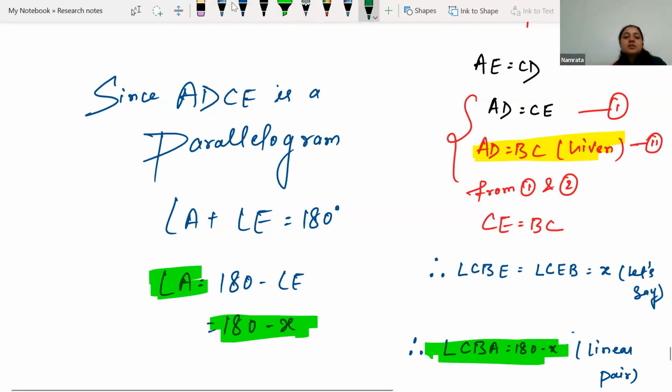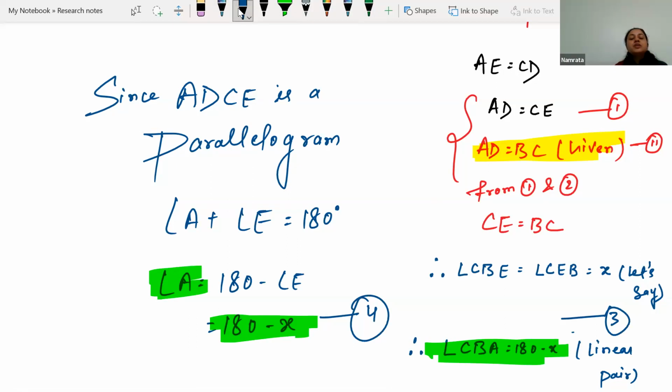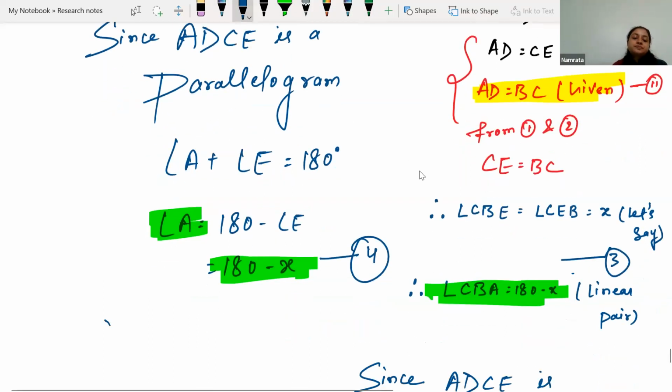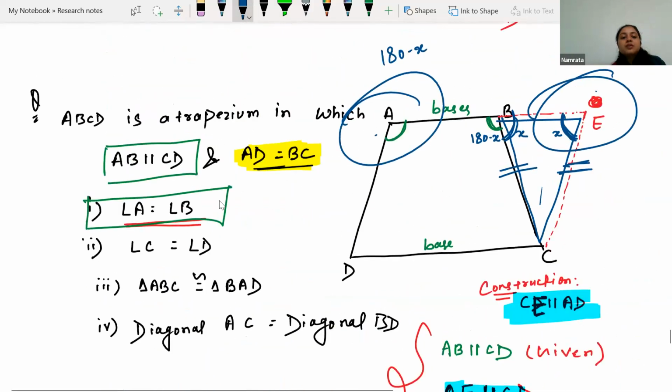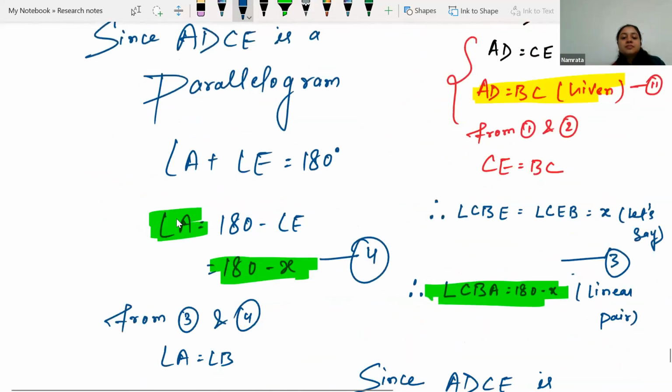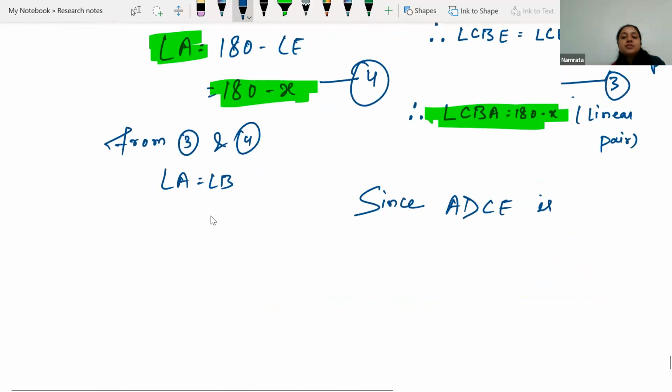So let's name it as an equation. This was equation number 3, this is equation number 4. Then we can say from 3 and 4, angle A is equals to angle B. That's what we wanted to prove, right? Is it clear to everyone?